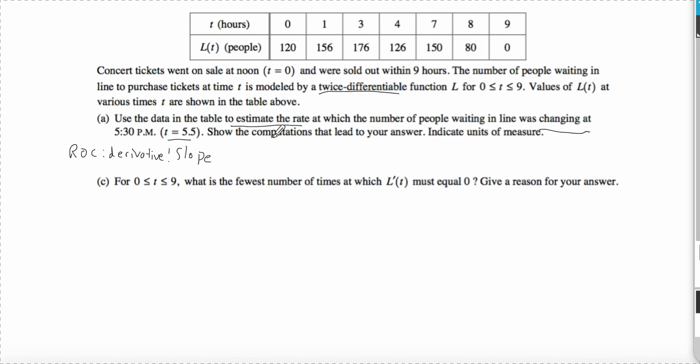So t equals 5.5. How am I going to estimate? L of t is measuring the number of people in line, right? I want to estimate the rate of change, the slope of that at 5.5. That's somewhere in here, right? Somewhere in the middle between t equals 4 and t equals 7.